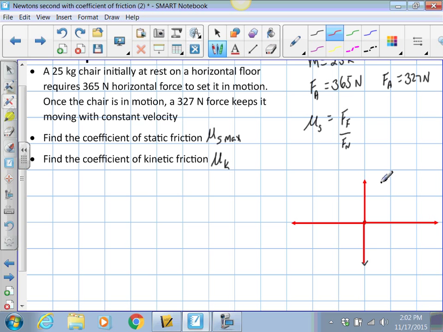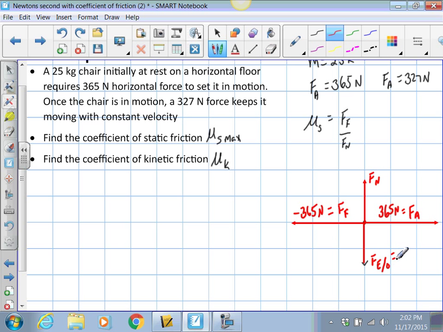So let's label them. This is the normal force. This is the force of gravity, which I'm going to keep as Earth on object. This is the force applied, which we know is 365 newtons. So this is going to be a negative 365 newtons. And what would we call that? That would be the force of friction.